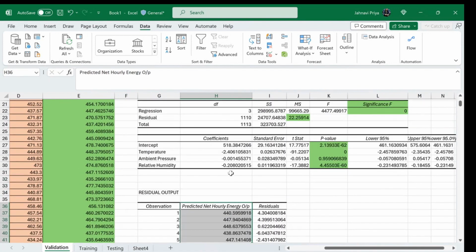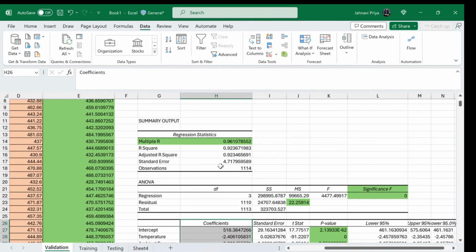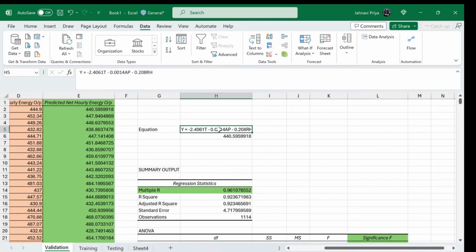What we also have are coefficients, which we can use to generate the equation for linear regression, if that is something that you use. As you can see, I have used the validation set here.